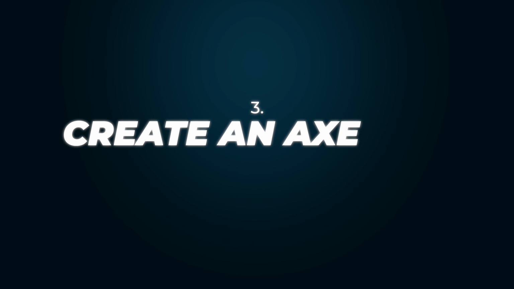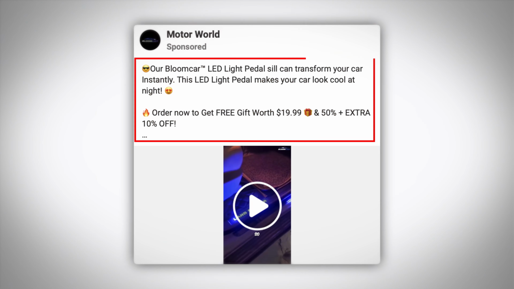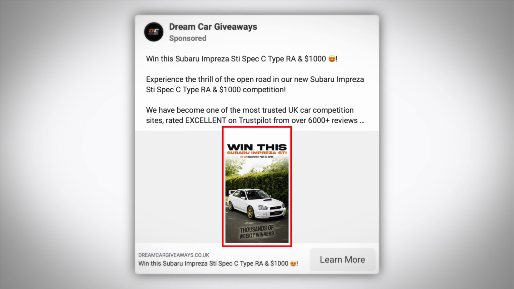Number 3, create an axe list of stuff that has consistently flopped for us. And this could be a combination of things like ad copy, creative styles, mediums, etc. And yes, that even means if it's working for someone else. Just because it's working for your competitor doesn't mean that you're going to find success with it. That's why we need to test ads in the first place.